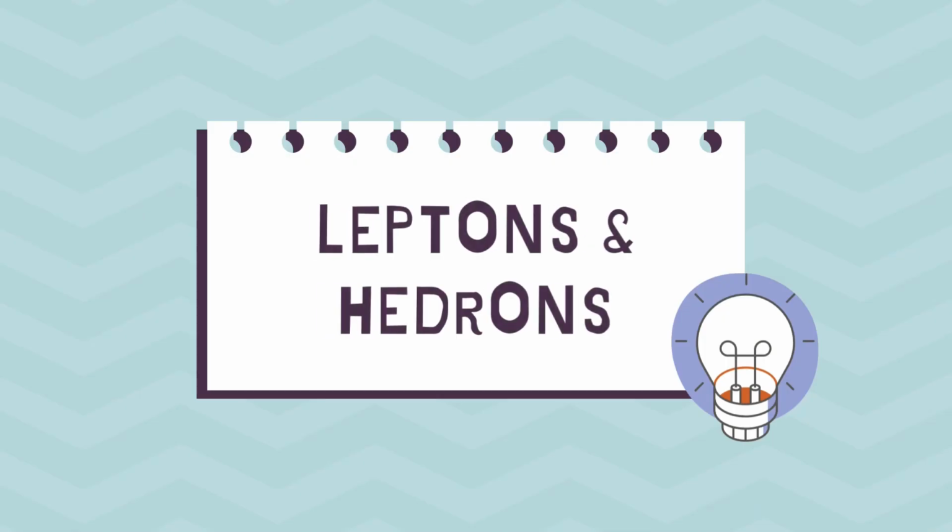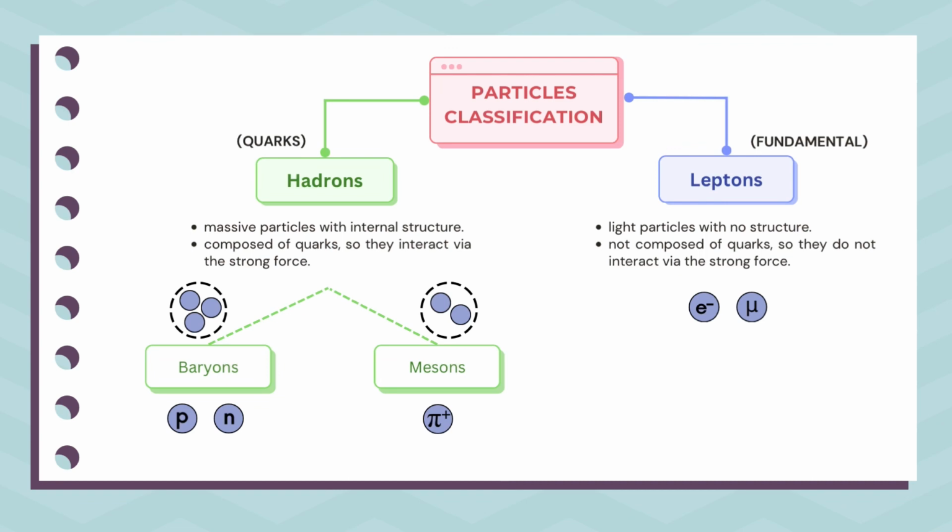Now I will explain briefly about hadrons and leptons. Hadrons are massive particles with internal structure that are made of quarks. Hadrons are classified into two, baryons and mesons. Baryons are specifically made of 3 quarks, but mesons are made of a quark and an antiquark. Examples of baryons are protons and neutrons. An example of mesons is pions, which can either have charge or be neutral.